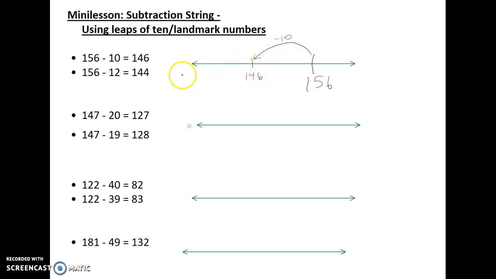Then you leave this up on the board, and underneath it you write the next problem, 156 minus 12. Give them the moment to think about it, and hopefully when they share their strategies, someone will say, well, I knew 156 minus 10 was 146, so I just had to subtract 2 more to get to 144.